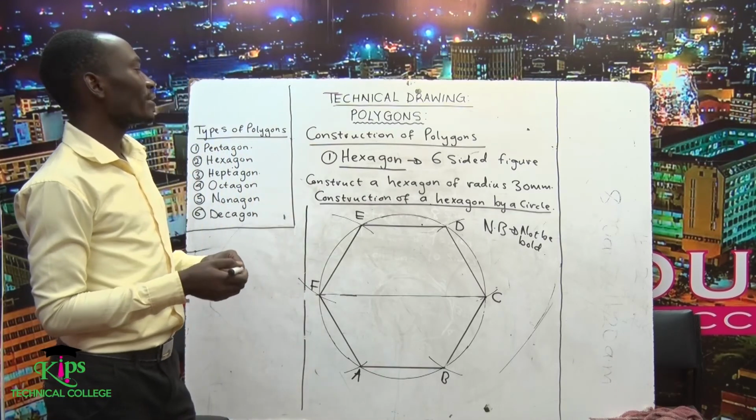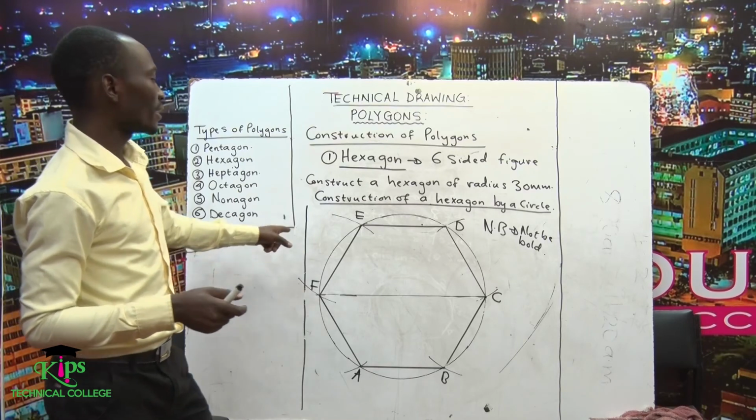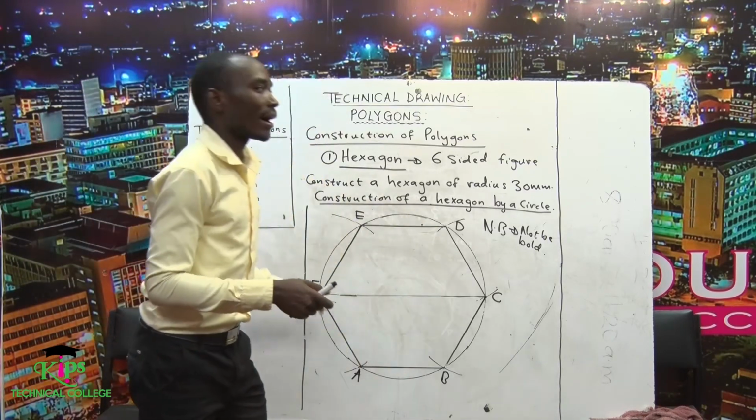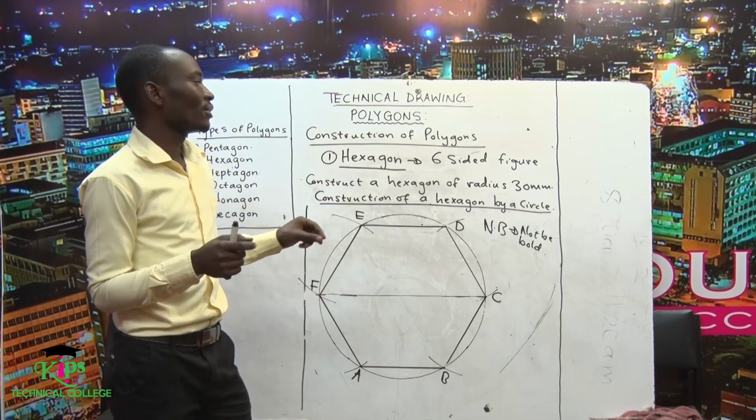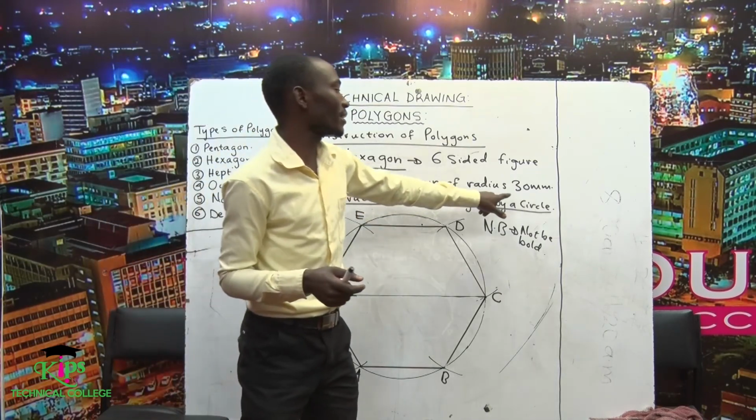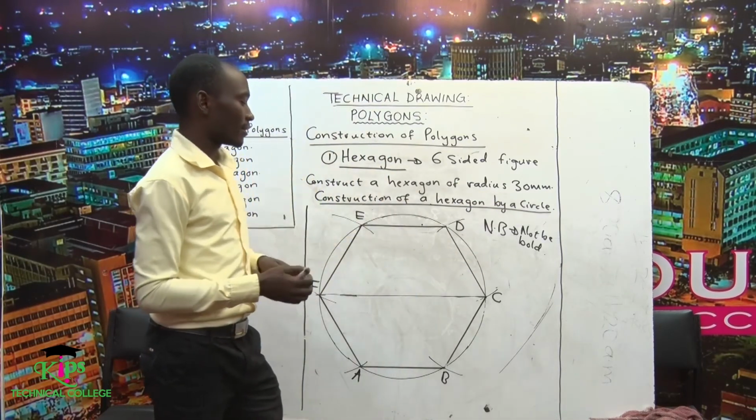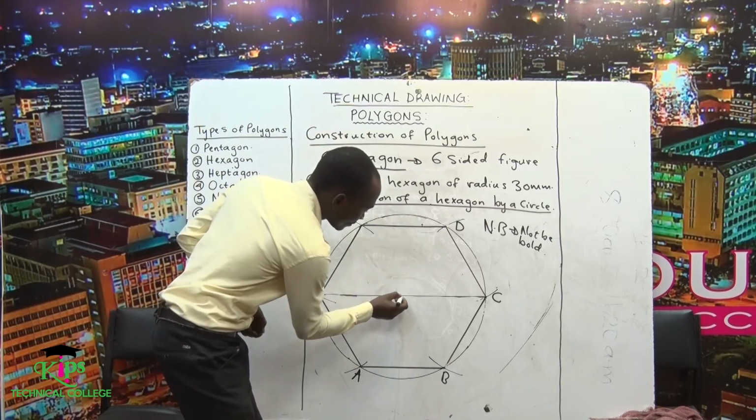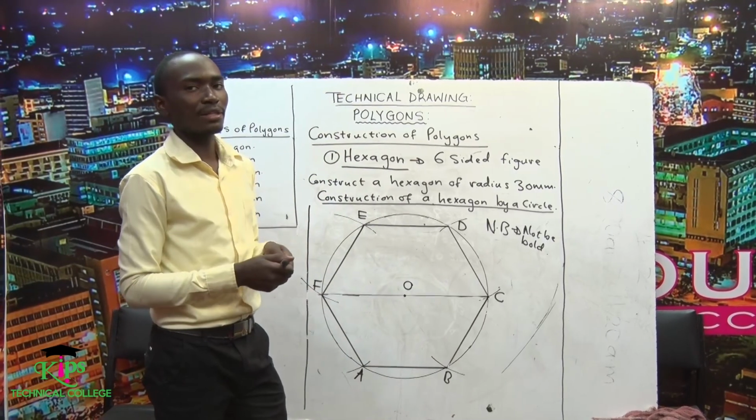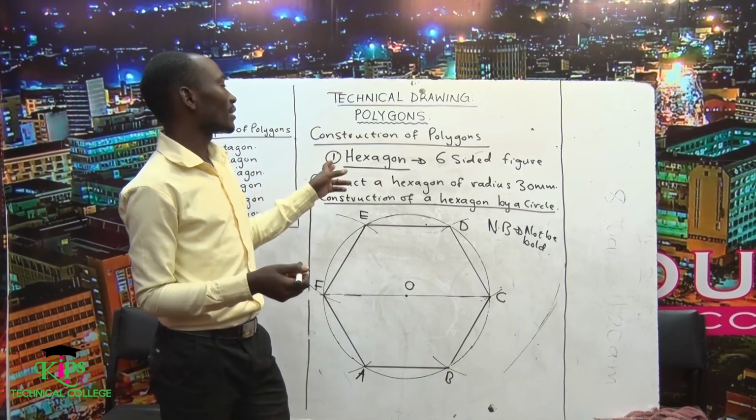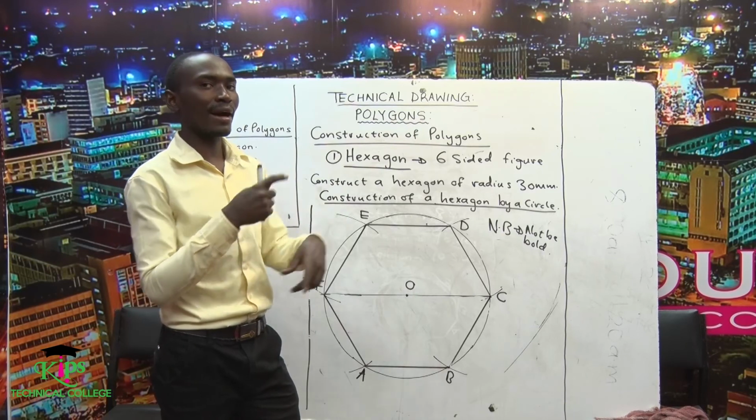So that is how we get to draw a hexagon, by drawing up a circle and subdividing that circle into equal parts using the same radius that you drew the circle with. So thank you so much. Welcome to our next class. In our next class, we are going to draw the same hexagon using some other methods.